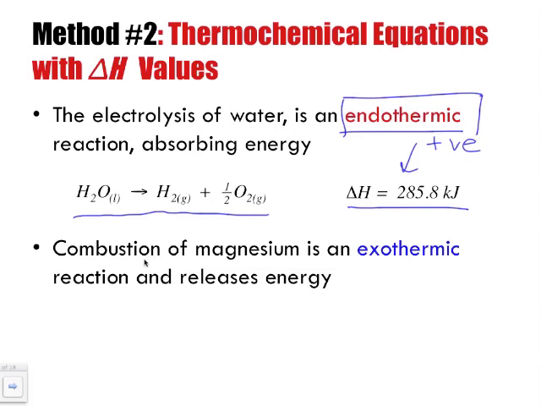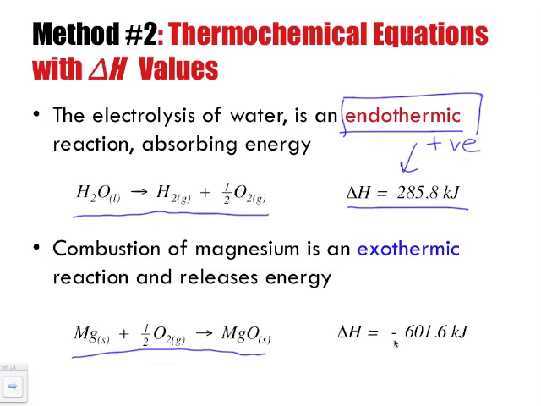Now, that same combustion reaction that we saw in the previous slide, or earlier on in this video, the combustion of magnesium, as we said, is exothermic. So again, here is our balanced equation, and our change in enthalpy here is minus 601.6 kilojoules. So as we've said before, in an exothermic reaction, we have a negative value for our change in H.